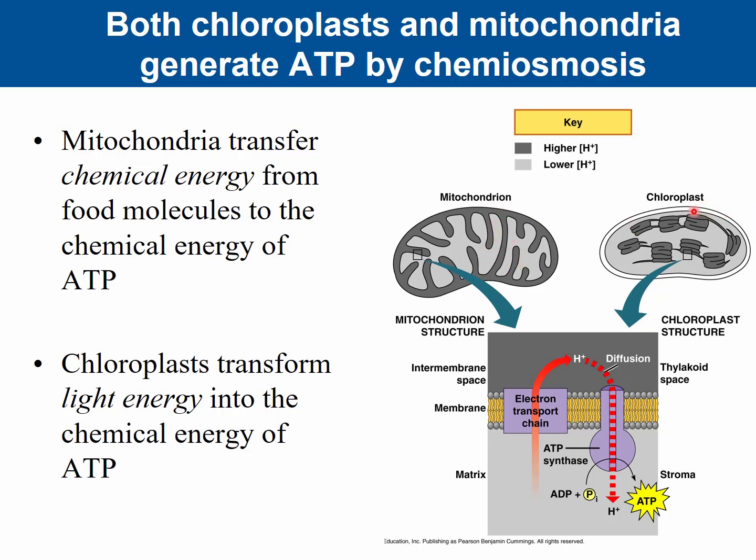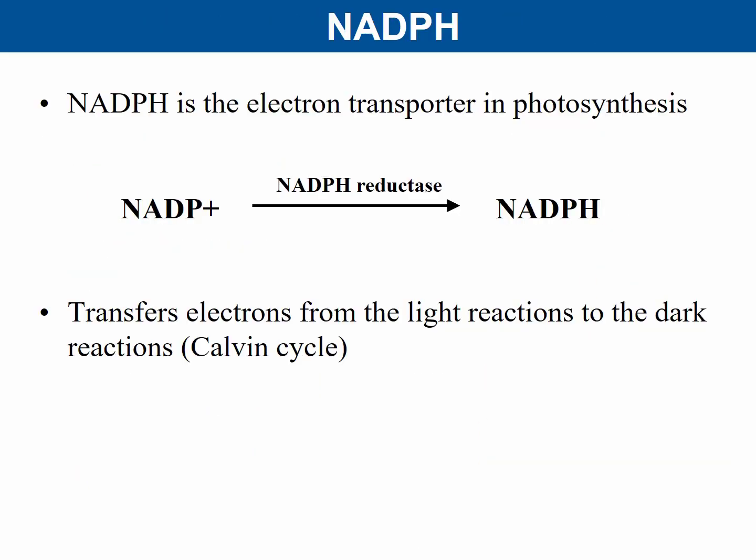In the chloroplast, the high concentration is inside the thylakoid space and lower in the stroma. But again, the process is very, very similar. So how do electrons get put onto NADP+? The answer is that there's an enzyme used to transfer the electrons from the electron transport chain and put them onto NADP+, forming NADPH. And this enzyme is called NADPH reductase.